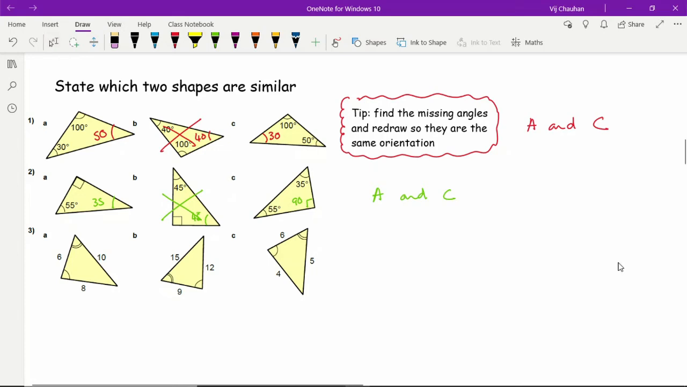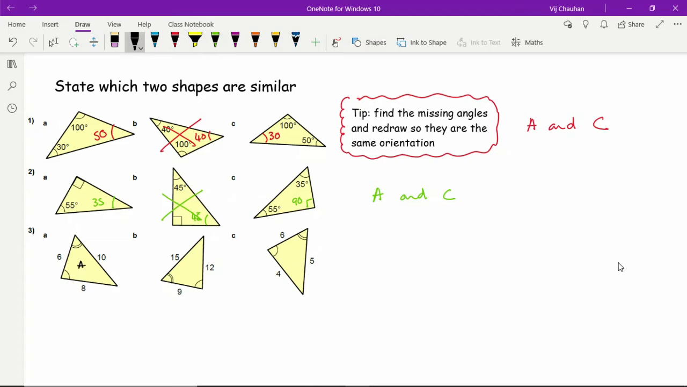Now with question 3, here we can't compare the angles, however the angles are marked. Now one thing that we need to spot that we didn't do with the previous 2 questions, to try and gauge whether the triangles are similar, is making sure that the orientation, or how they're shown as a diagram, is exactly the same.